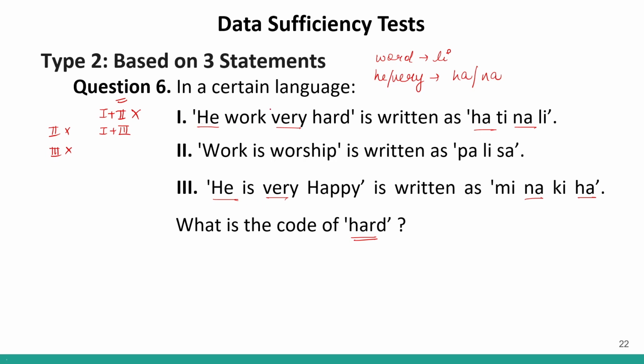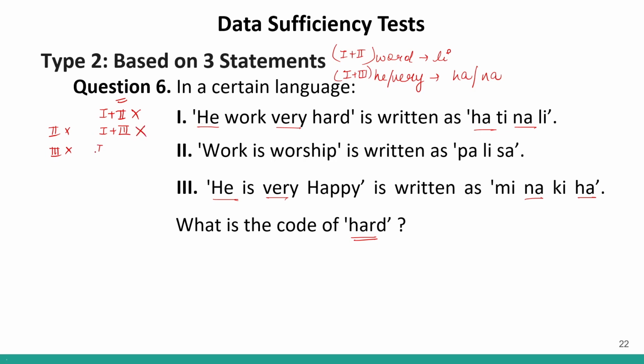Now, if I combine statements 1 and 3, I can find the code for he and very. But again, I am confused between the code of work and hard. It could be either TI or LI. This was based on statement 1 plus 2 and this is based on statement 1 plus 3. Correct? So even with statements 1 and 3, I cannot find the answer.